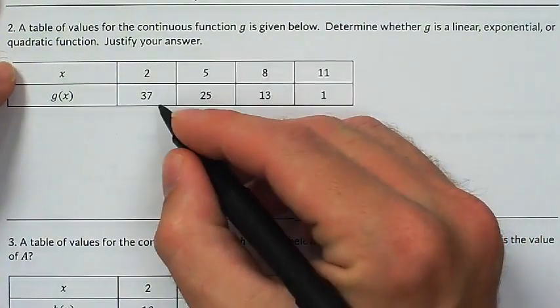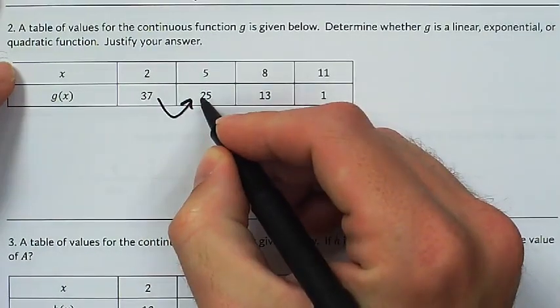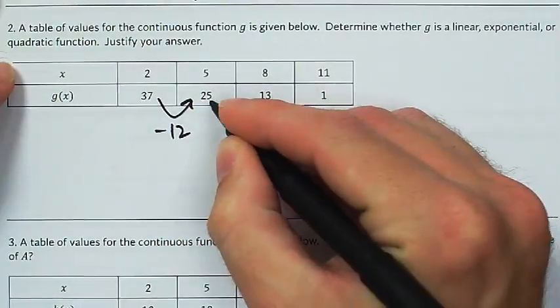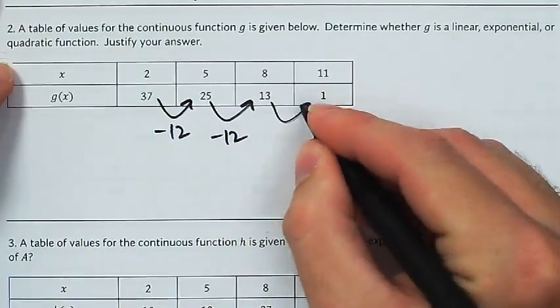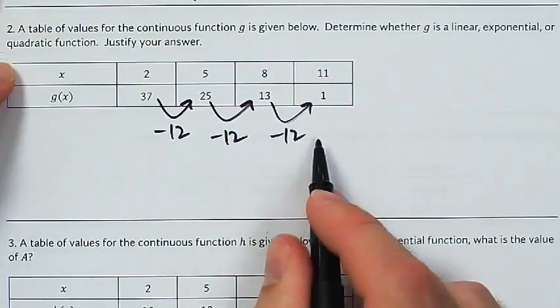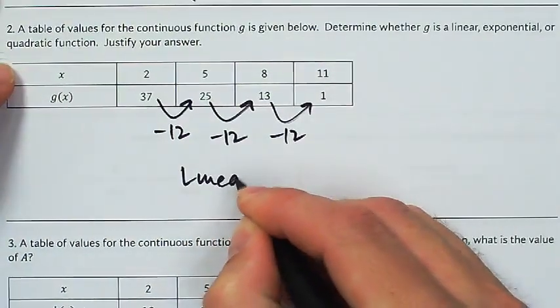Okay, on this one, we're going to just check the first difference, decreased by 12. And if you're unsure, you can just use the calculator. This is a decrease of 12, and this is also a decrease of 12. If I'm seeing the same first order difference, that's going to be linear.